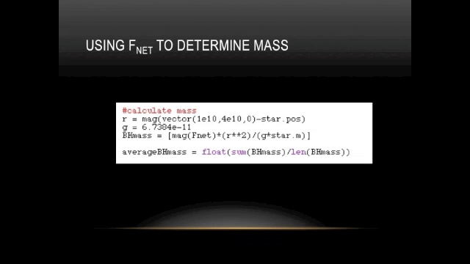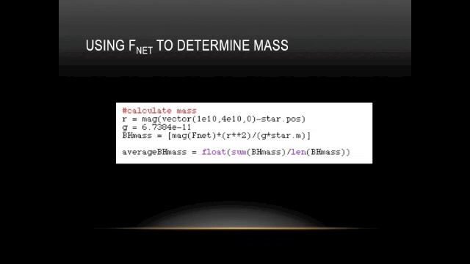I did this by calculating the radius, by calculating the magnitude of the difference between the star position vector and the black hole's location, and I also plugged in the constant G. Then the black hole mass was calculated using Newton's law of gravitation, as you can see, using the magnitude of the net force multiplied by the radius squared, divided by the constant G and the star's mass.